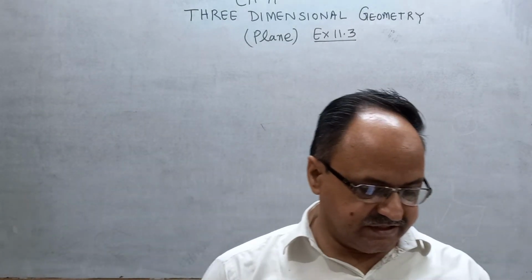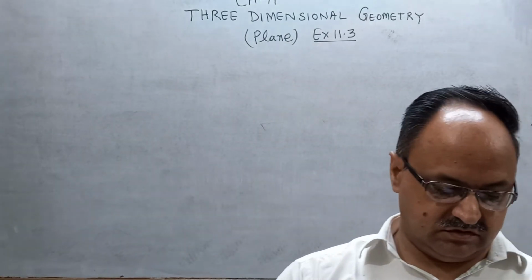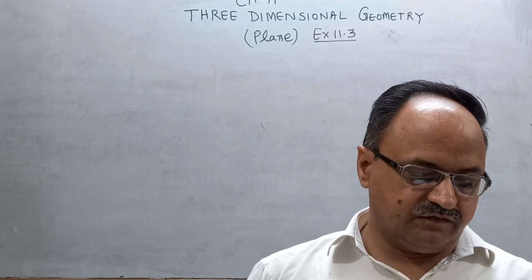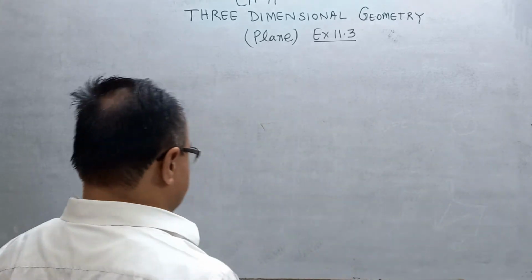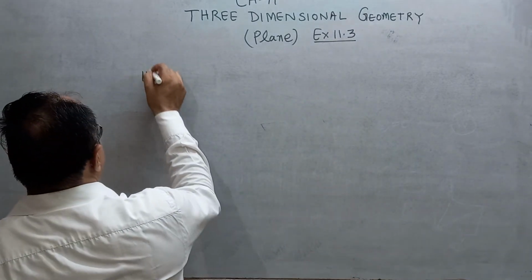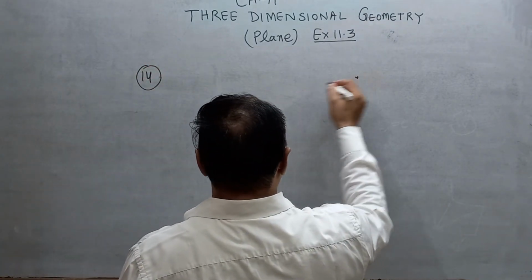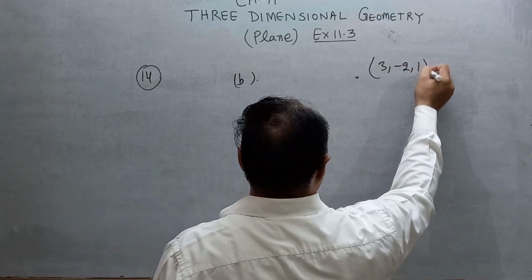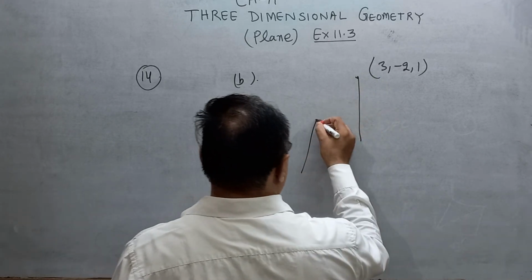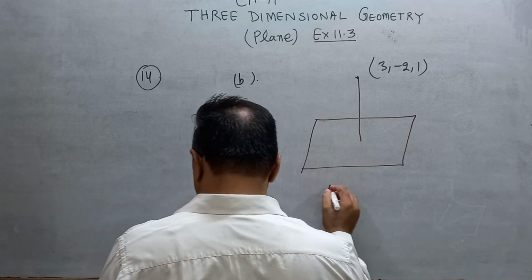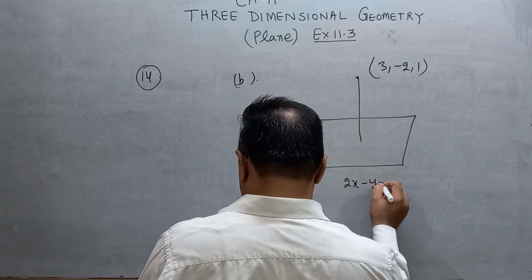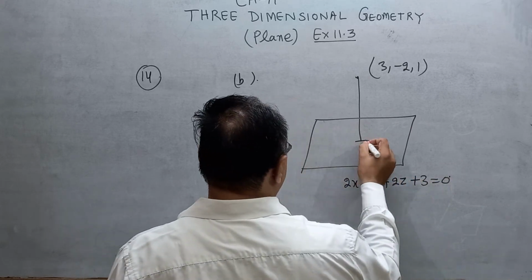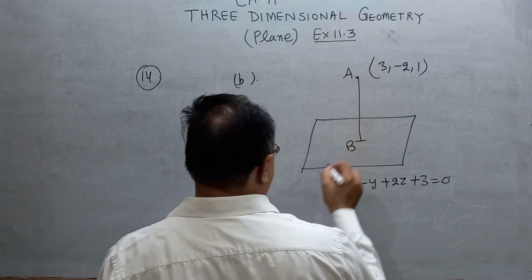Next, in this exercise, question number 12 is deleted, correct? Question number 14, the last question. Find the distance of the point from the given plane. B part, the point is given 3, minus 2, 1. And the equation of the plane is given, 2x minus y plus 2z plus 3 is equal to 0. We want to find the distance AB.